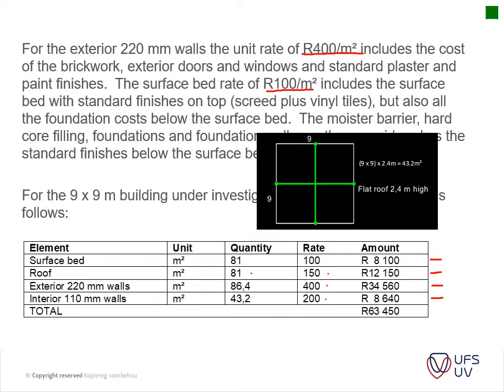We thus just add all our elements and get our total construction cost of 63,450 Rand.